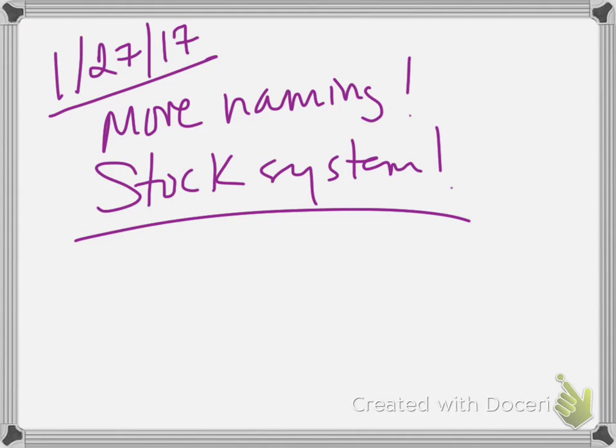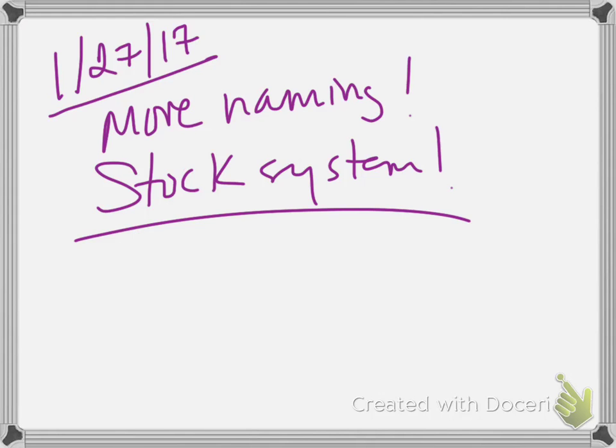So we're going to talk briefly about naming things using what's called the stock system. The stock system is bigger than what we're going to do here. There's more to it than this. We'll dabble in it a little bit. It's really a whole other system for naming chemical compounds.